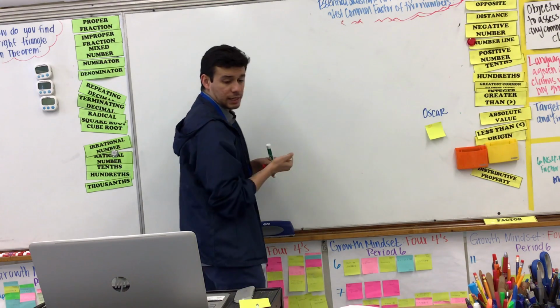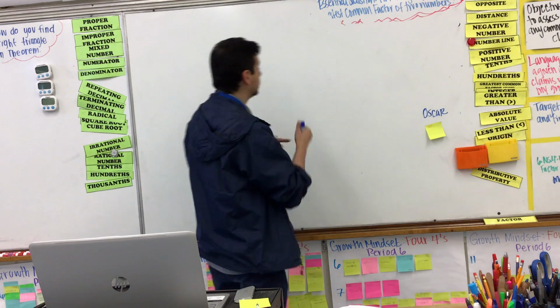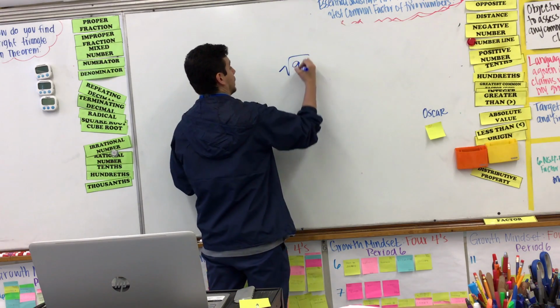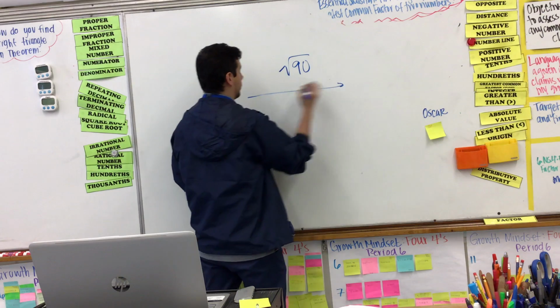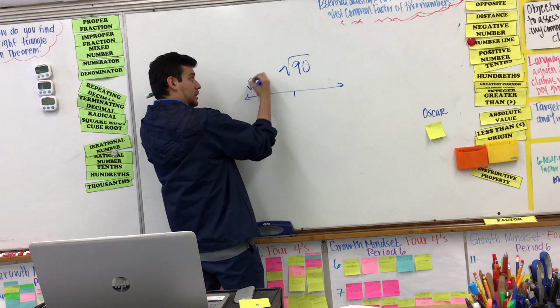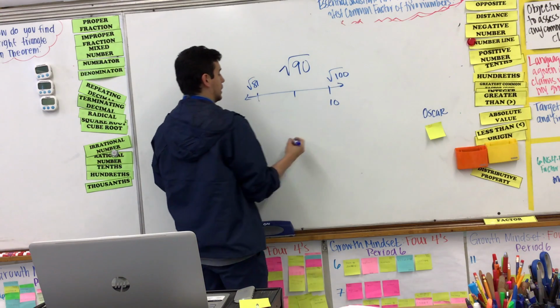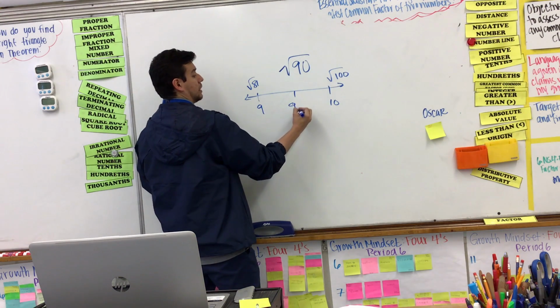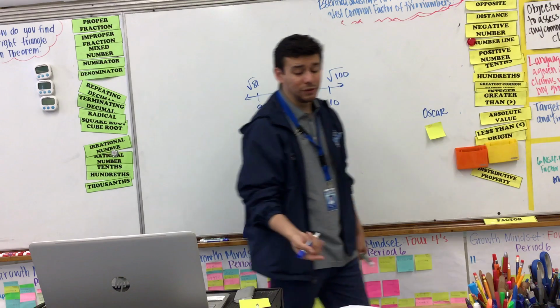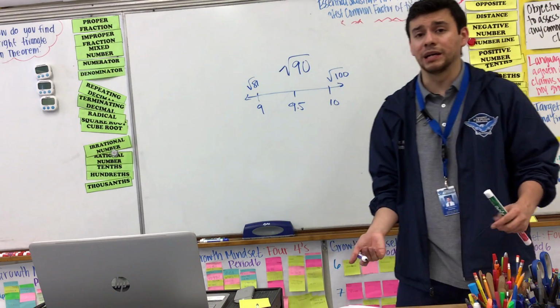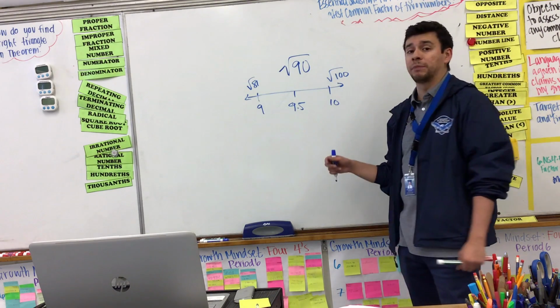Okay, number 3 says approximate the square root of 90. So we have the square root of 90. Okay? We draw my number line. So I know that it's between the square root of 81 and the square root of 100. I know this is 10, this is 9, 9.5. And if you look at the answers, all of them have 9s. So clearly I'm on the right path.